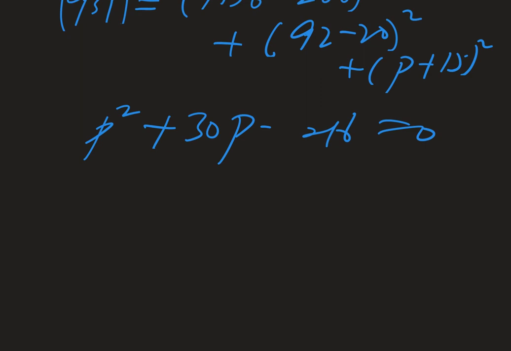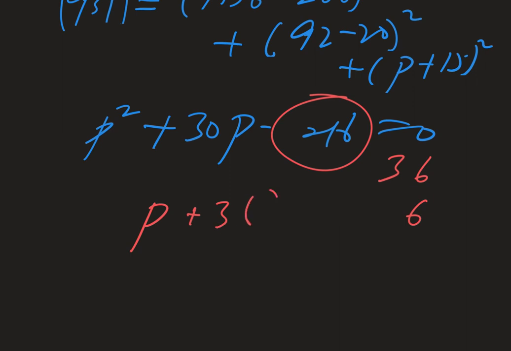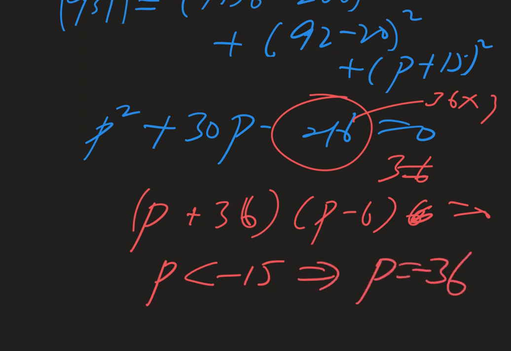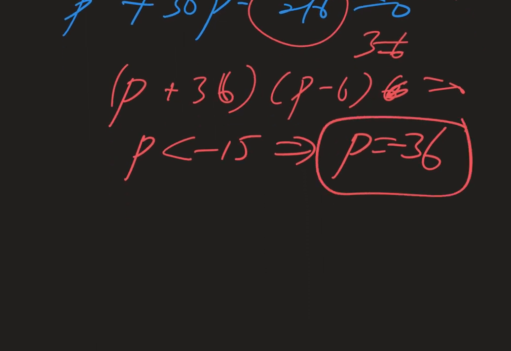So we factorize this. 216 is 36 times 6, because you know that 6 to the power of 3 is 216. So it's p plus 36 and p minus 6 equals 0. Okay, so we know that p has to be less than minus 15, which means that p has to be minus 36. So this is the answer. P is minus 36. So we get the 3 marks done.